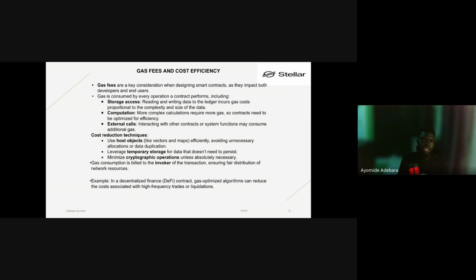And that's why it's important that whenever you are writing your smart contract, you optimize the functions well. So you think of different methods you can use to optimize gas efficiently. An example, as you can see from this slide, is in a decentralized finance contract. The gas optimized algorithm can reduce the cost associated with high frequency trade or liquidation.